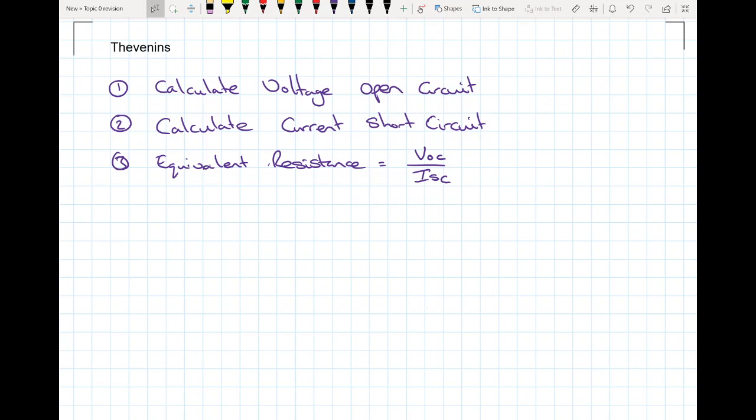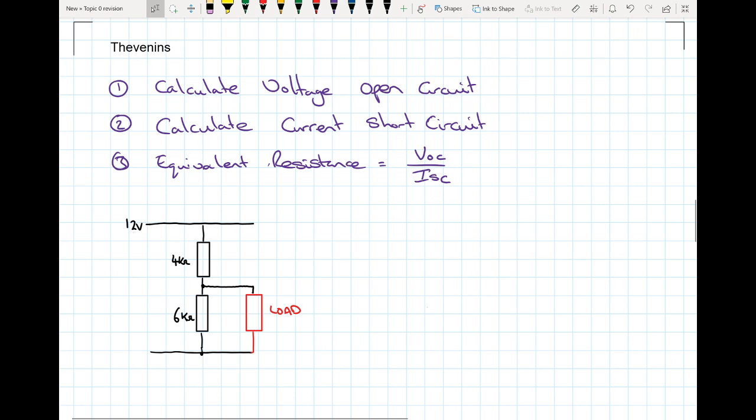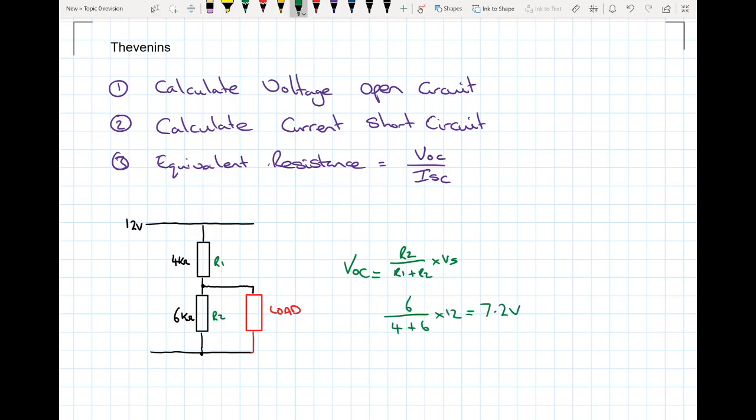Okay, so let's put that together in an example circuit. First of all, step one, we're going to calculate the voltage open circuit. So that's when we say that there is no load there. So we're just effectively calculating what the voltage is at this point here. We can do that using the ratio method, or we can use the three-step approach. I'm just going to use the ratio method. So I make that 7.2 volts that we've got there with no load connected, voltage open circuit. Okay, so that was step one.